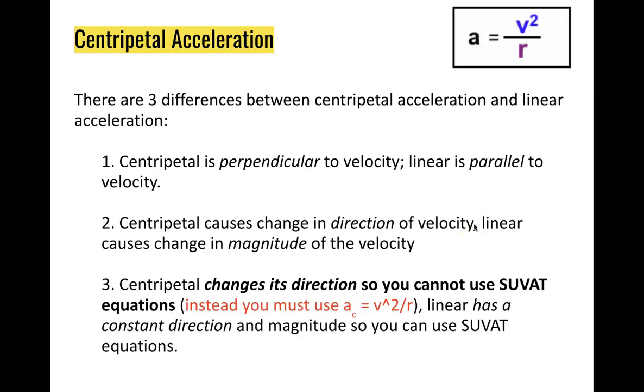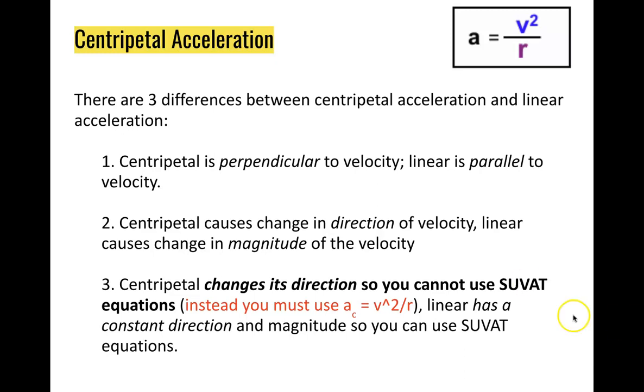And so the consequence of this is the final big difference: centripetal acceleration changes its direction. The acceleration is changing direction constantly as you move around a circle. And that means we actually can't use our Suvat equations at all, because they are only valid when the acceleration is constant. That would mean a constant value and a constant direction. In our case, when we're moving in a circle, the centripetal acceleration is a constant value, but not a constant direction.